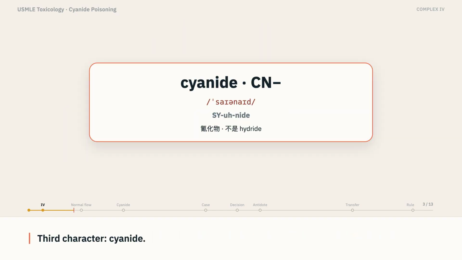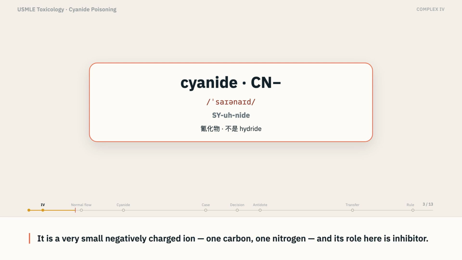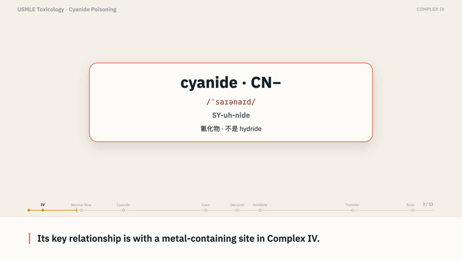Third character, cyanide. Say it, cyanide. Cyanide is not a protein or an enzyme. It is a very small, negatively charged ion, 1 carbon, 1 nitrogen, and its role here is inhibitor. Its key relationship is with a metal-containing site in complex 4. We will make that binding event precise in scene 4.